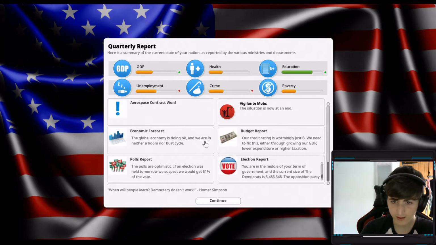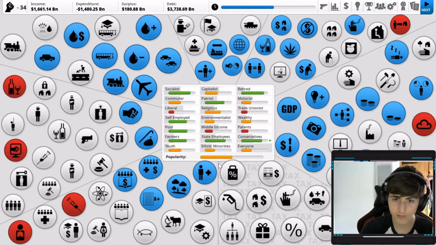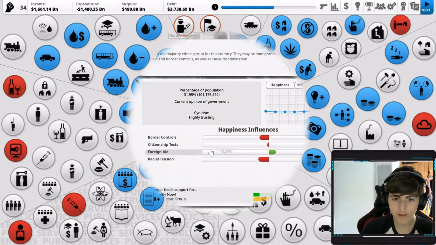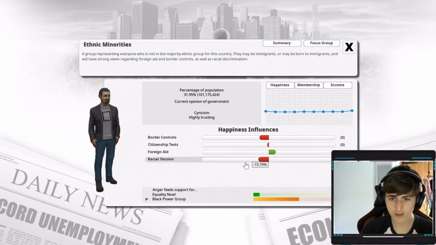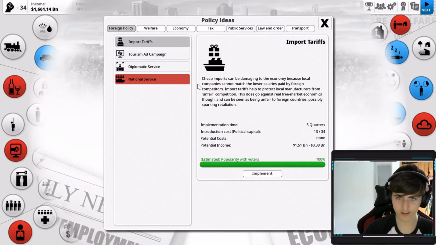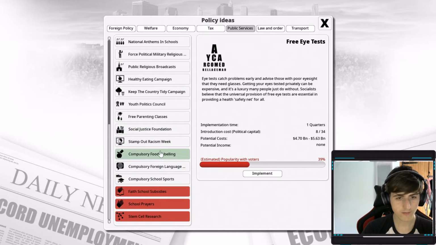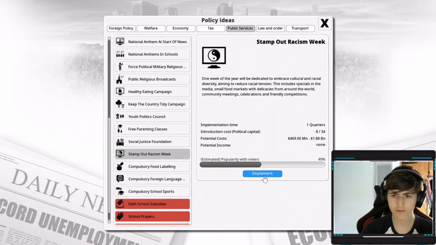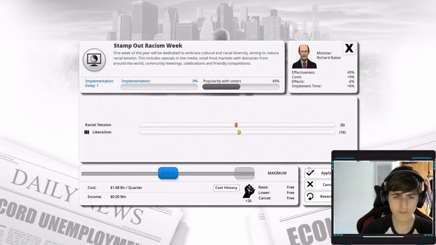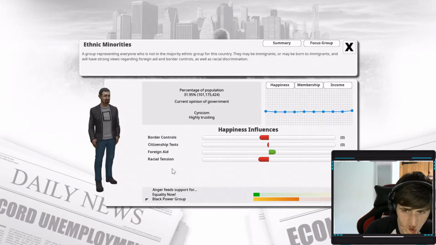So that'll be great. And the polls are optimistic. We'll get 51% of the vote, apparently. However, we need to be careful because we might get assassinated by the Black Power Group. So we do need to try and do something to reduce this racial tension. I've done an indirect one for that, but there are a couple of things. Is it public services? Stamp Out Racism Week, that's the one. Something simple, but it should reduce racial tension.